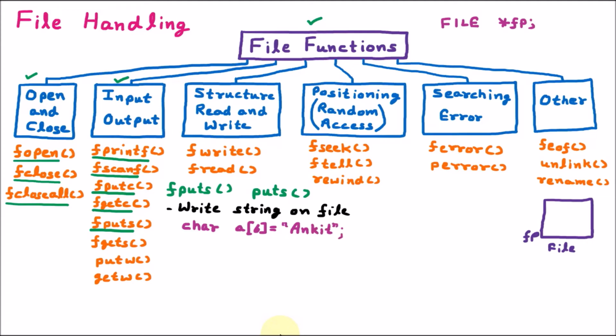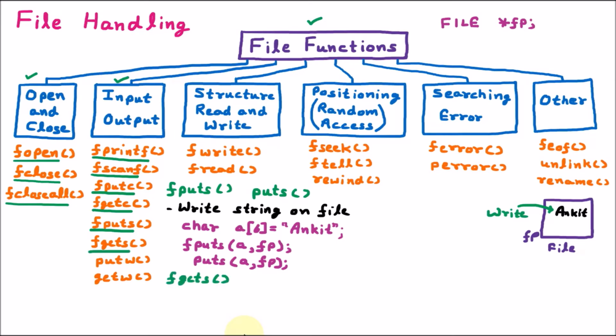Now, if you want to put that string onto the file, we can simply write the function by saying fputs. The s stands for string. So here the string stored in a, comma, using the file pointer, we are going to store that. This function is exactly the same as the puts function. So we can say puts, here the string a, then the file pointer. Inside the file, using the file pointer fp, we are going to write the string, and that string is Ankit.